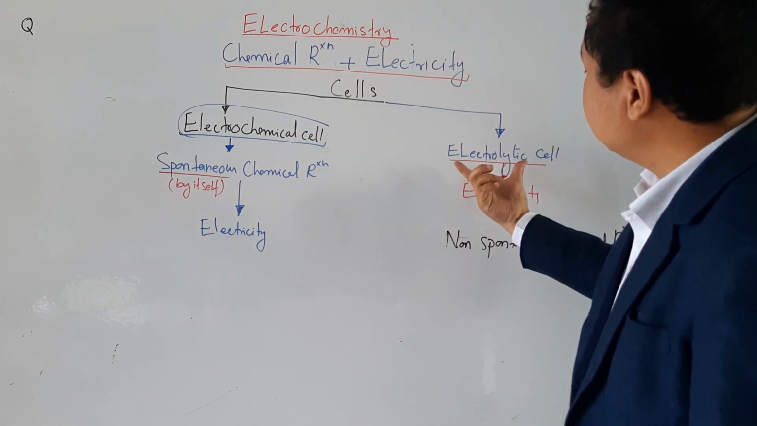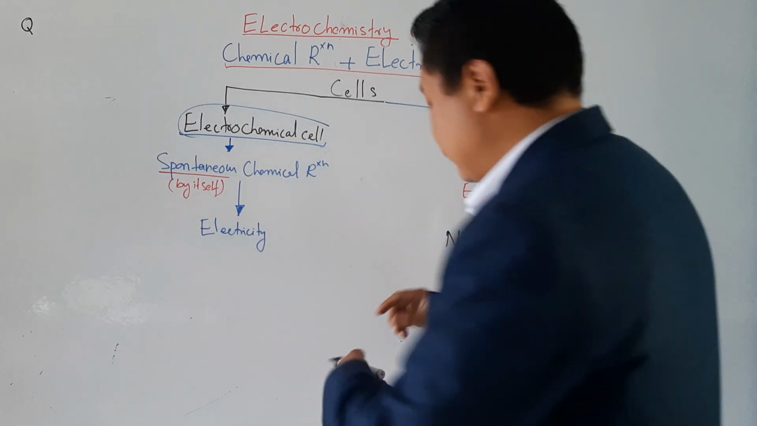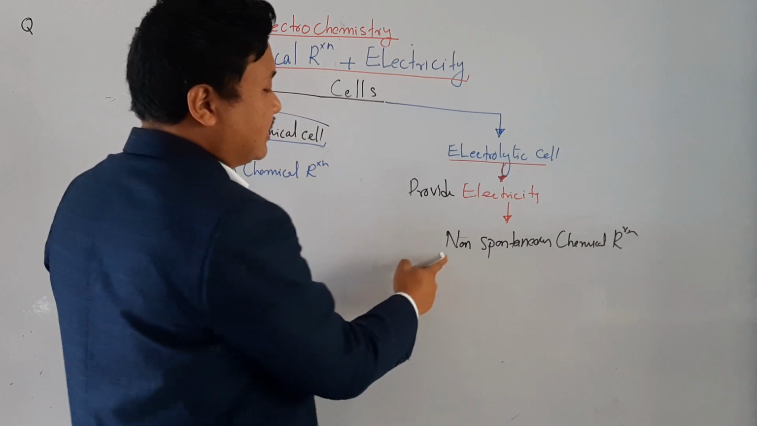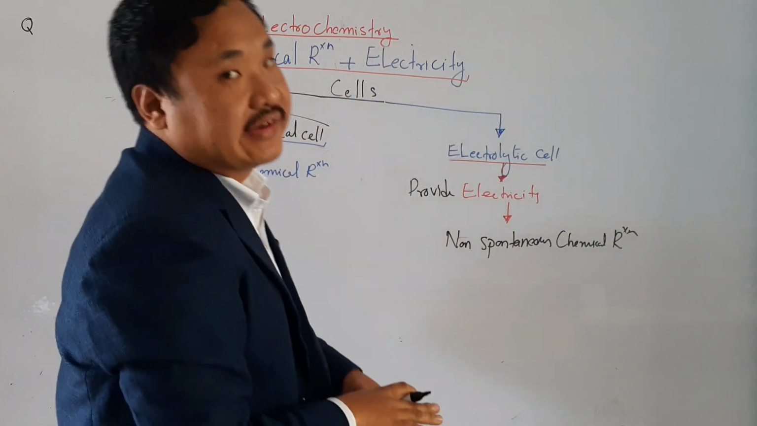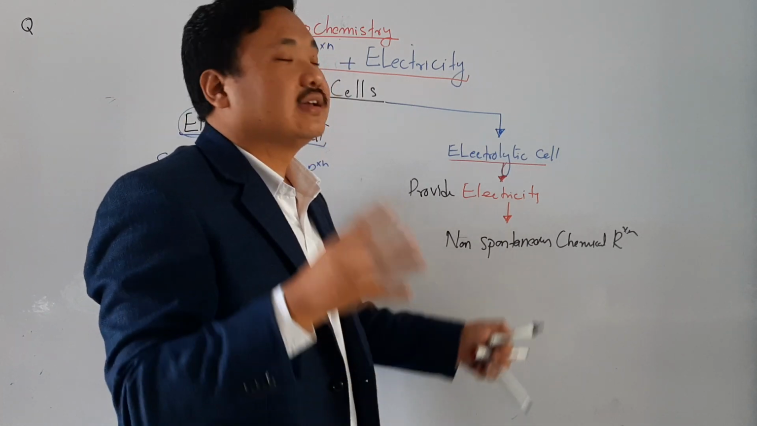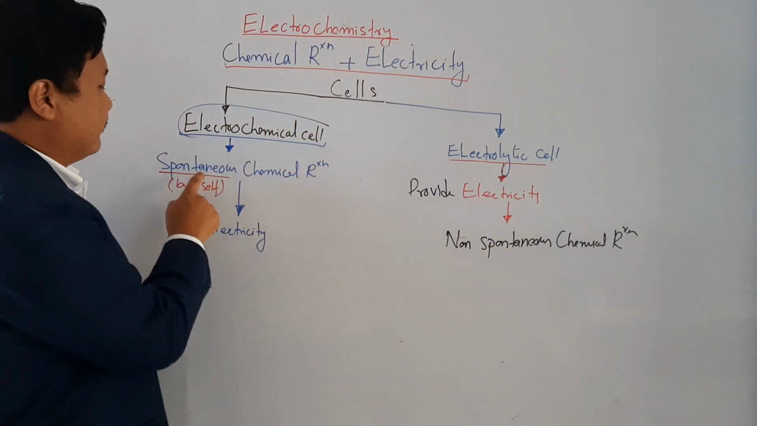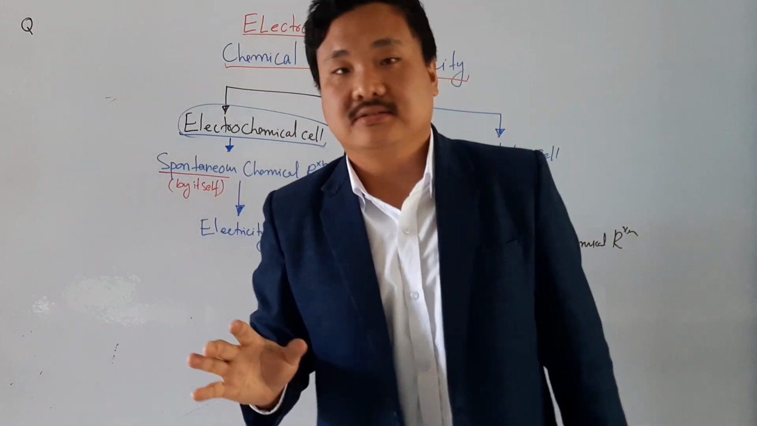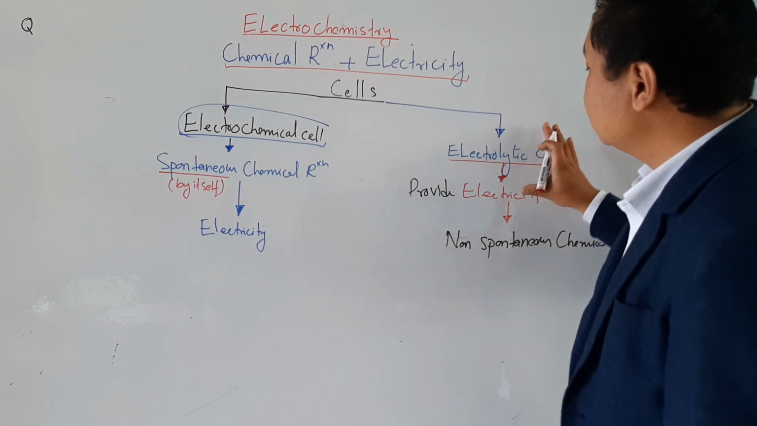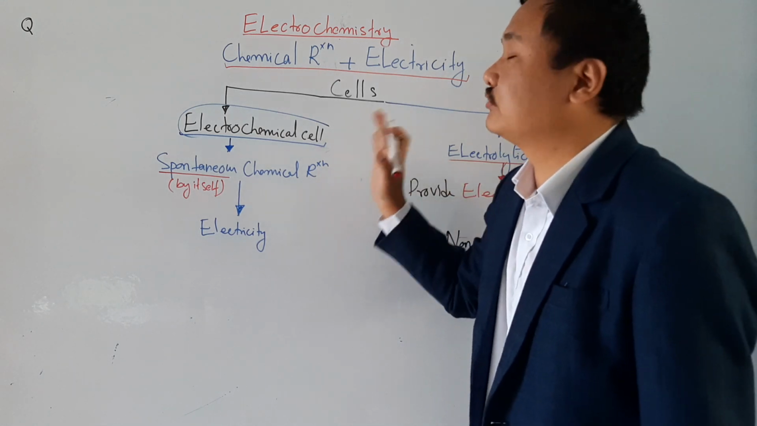Now there is the electrolytic cell. In the electrolytic cell, we provide electricity to give a non-spontaneous chemical reaction. Here we give the electricity and we get a chemical reaction. In the electrochemical cell we don't give electricity, we get the electricity from a spontaneous chemical reaction. For the time being I am not going to study the electrolytic cell. We will talk about it later, once we finish the electrochemical cell.